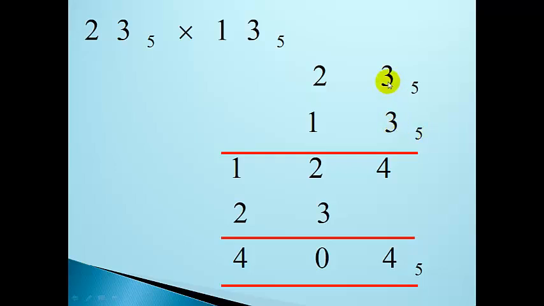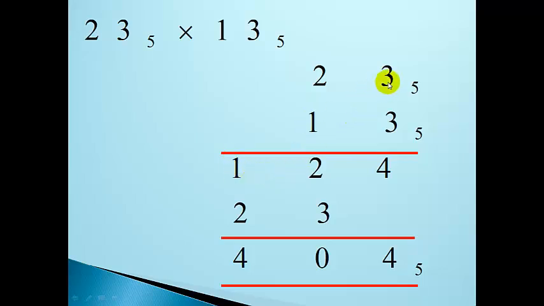Now 3 times 3 is giving us 9. And 9 in base 5, the remainder is 4. And the number of group of 5 in 9 is 1. So now we keep the 1. 3 times 2 is 6. 6 plus the 1 will give us 7. Now 7 in base 5. How many groups of 5 do we have in 7? Is 1. And the remainder is 2. So we have the remainder 2 and the number of group is 1.